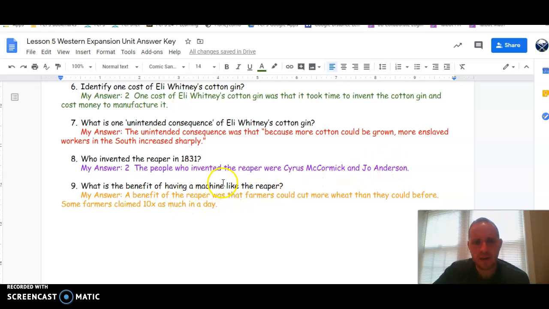A major benefit of having a machine like the reaper was that it made it possible for farmers to cut more wheat or to clear a field faster. And some farmers claim that they could even harvest 10 times as much as they could without the reaper. So being able to harvest more crops means more food, cheaper food. It means less work for farmers so they can plant more crops. And it also means that people are going to be more well-fed, which makes them more productive and allows them to live longer, healthier lives.